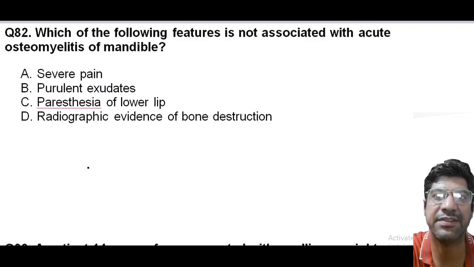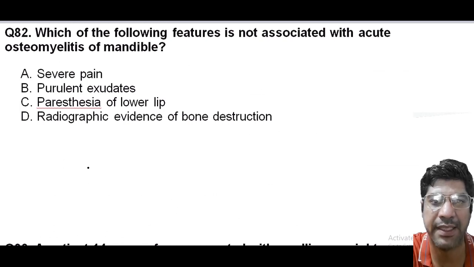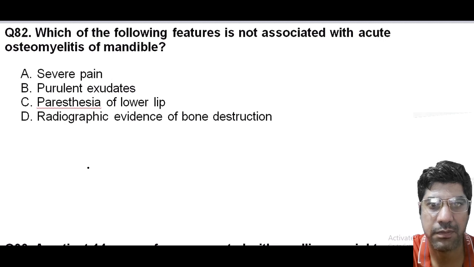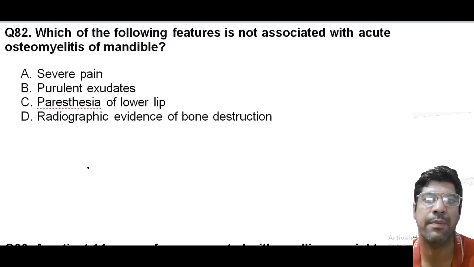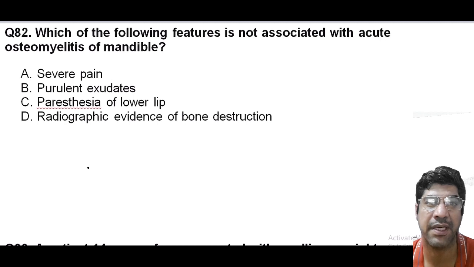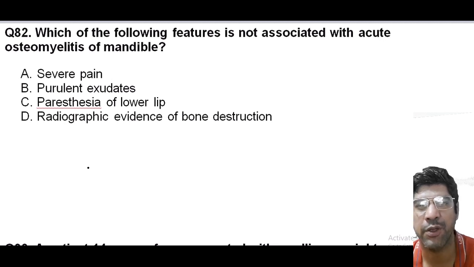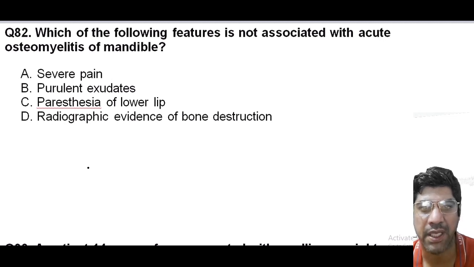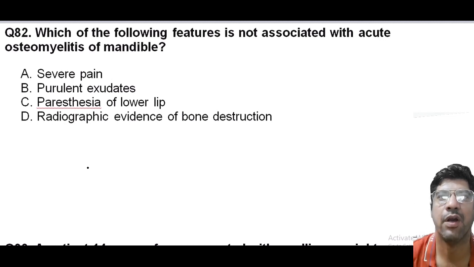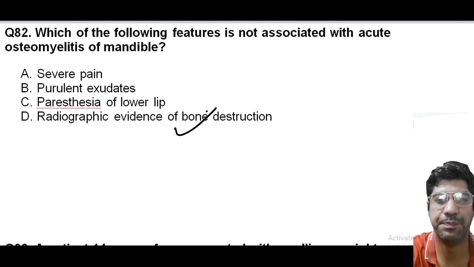Which of the following features is not associated with acute osteomyelitis of the mandible? In acute osteomyelitis of the mandible, radiographic evidence of bone destruction is not associated with the condition. These radiographic changes you would see more in chronic osteomyelitis than in the acute one. So the answer would be D.